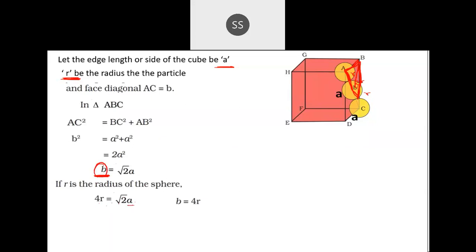Then write in terms of A, because we need the edge length. So you will write A is equal to 4R divided by root 2. So you got the edge length now. If you simplify it, you will get 2 root 2 R. If you want, you can remember only this much. If you still want to simplify, you can simplify and write it as 2 root 2 R.